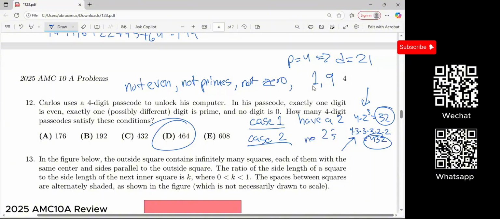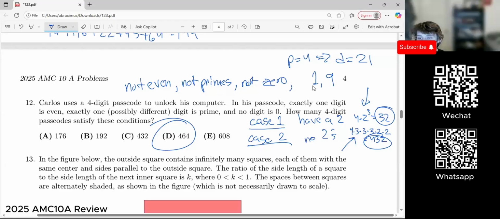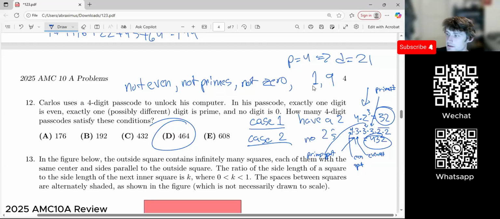Wait, how did you get the extra, like, 4 and 3? So here, this one is even, right? Even spot. And then this is even number. Then this is prime spot. And then this is prime number. And then these are the final digits, right? Does that help? Okay, cool. Thank you. All right.